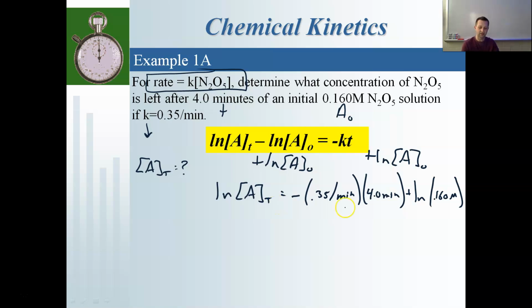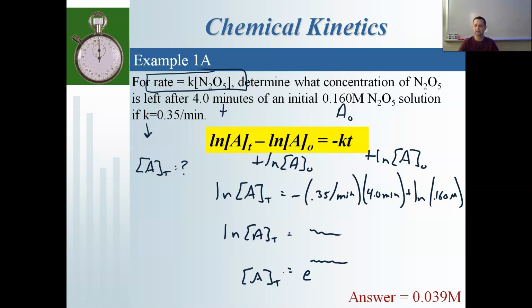So let's go ahead and plug that in, and then you're going to get natural log of A sub t equals that number. What we want to do then is undo our natural log. So you're going to raise e to all of this. We did this in our thermodynamics unit. Okay, so we're going to have e to that number, and that's going to give us A sub t. If you plug it into your calculator the right way, what you should end up with is a concentration at time t. So A sub t is equal to 0.39 molar.